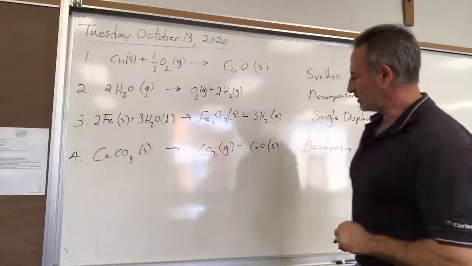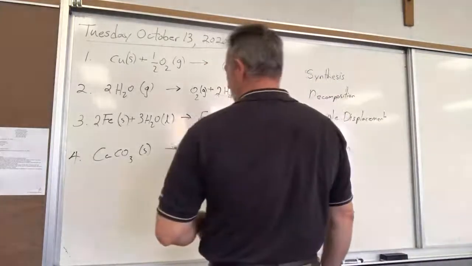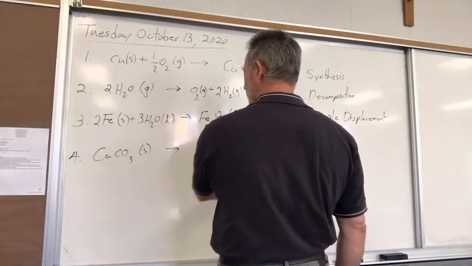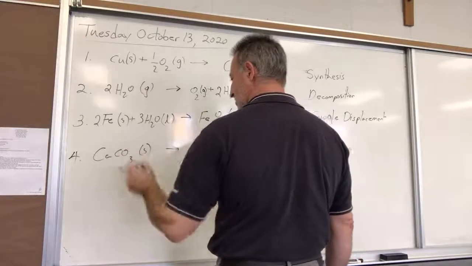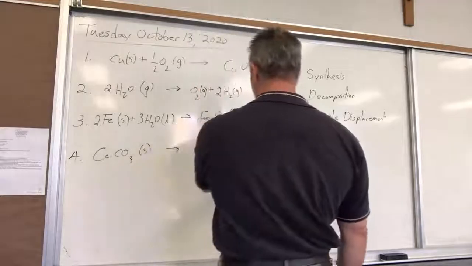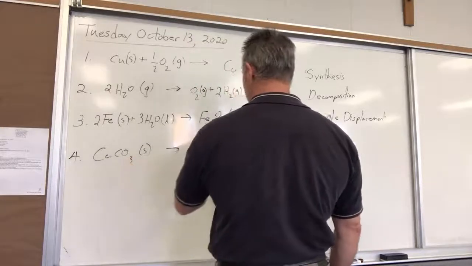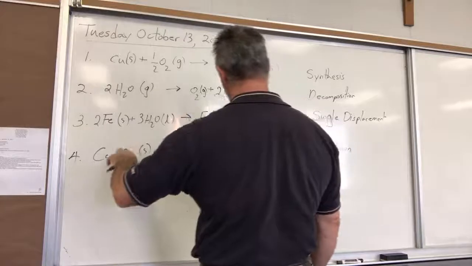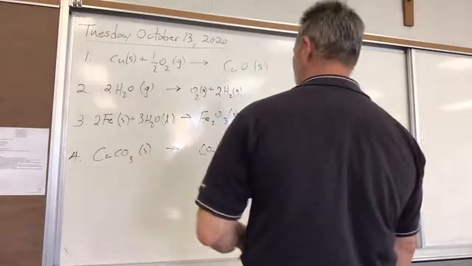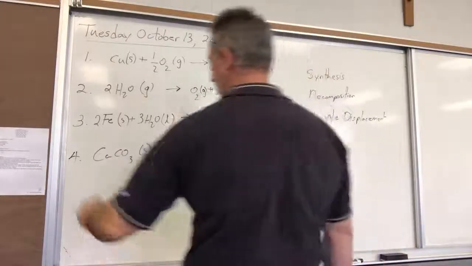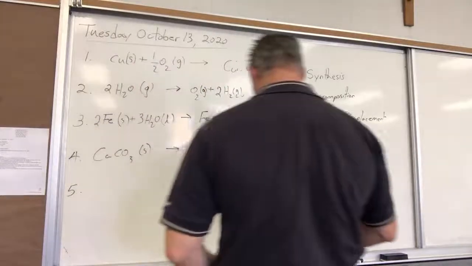And is it balanced? We have CO2 breaking off from calcium oxide. Yep, it's balanced the way it is. 1 calcium, 3 oxygens, 2 plus 1 is 3 oxygens, and 1 carbon in the form of carbon dioxide there. So that's balanced now. 5.